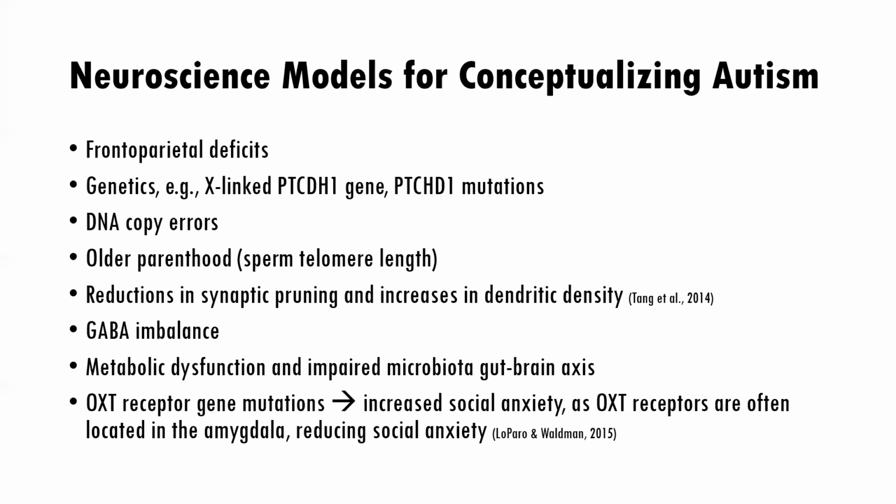Metabolic dysfunction can occur and impaired microbiota gut-brain axis. You also see oxytocin receptor gene mutations. It's very, very interesting to talk about oxytocin. Again, we'll talk about it in just a minute. And you see there a consequence of increased social anxiety, as oxytocin receptors are often located in the amygdala.